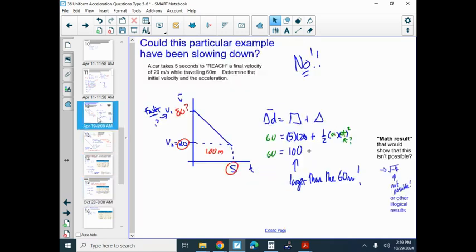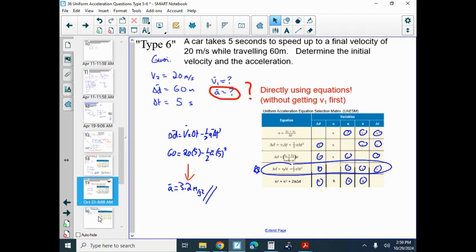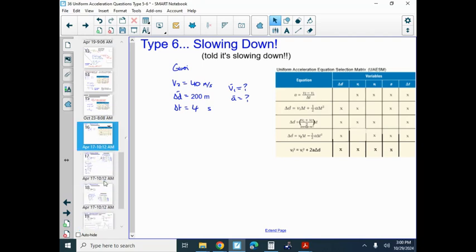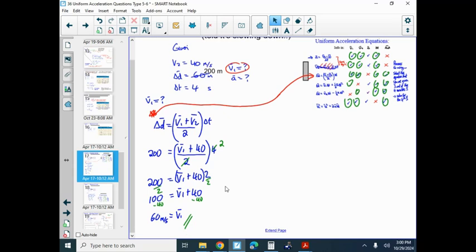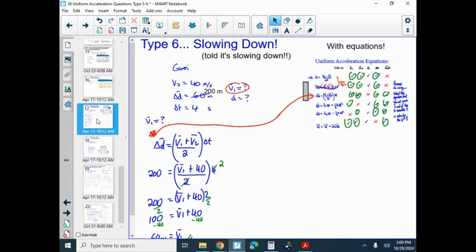So did I have? Here, type 6. Yeah, 3.2. That's the same as I had before. There we go. So that's working nicely. This one here, if you're told it's slowing down, it's a slowing down case, obviously the numbers work out properly. That's all worked out for you if you wanted to go through it as well. So this is the equation version of things for this question.